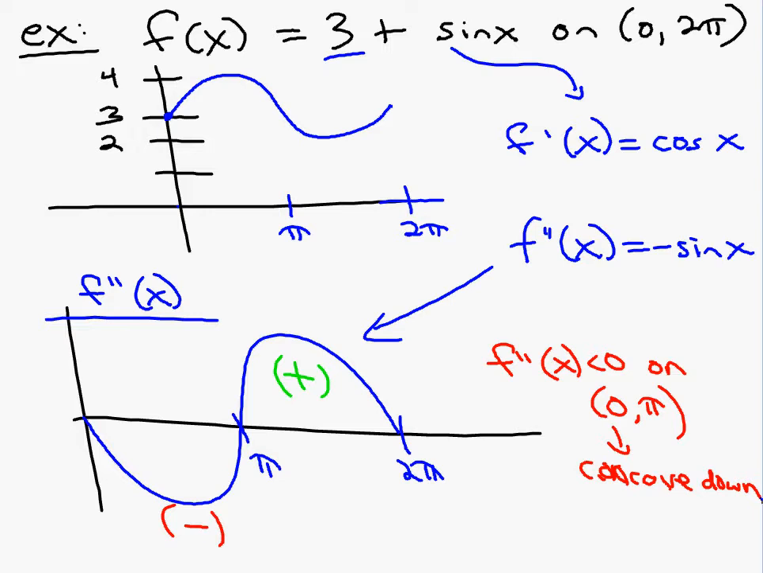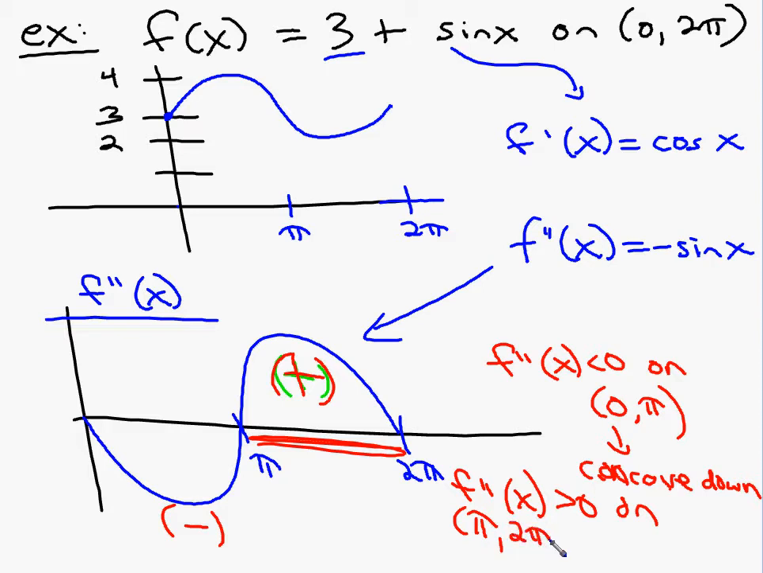And the second derivative is positive from pi to 2 pi. It's positive from here to here. So the second derivative is positive from pi to 2 pi, and that's where it is concave up. And if we look at my original function, didn't that work out? Doesn't that make sense? Look at my original function. Concave down from 0 to pi, concave up from pi to 2 pi.